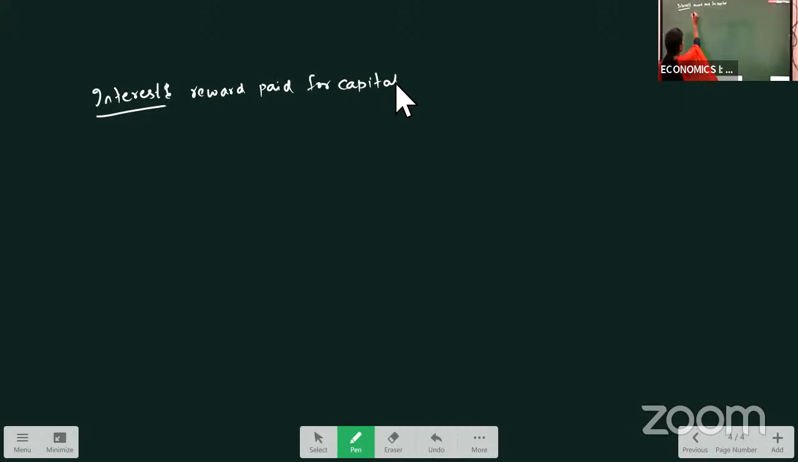Okay, so here we can say it is the income earned by the owner of capital. So generally when you see interest, interest is the reward which is paid for capital, or income which is earned by the owner of the capital. It is called interest.